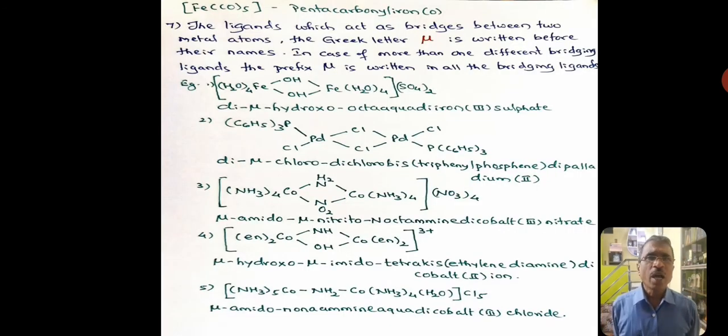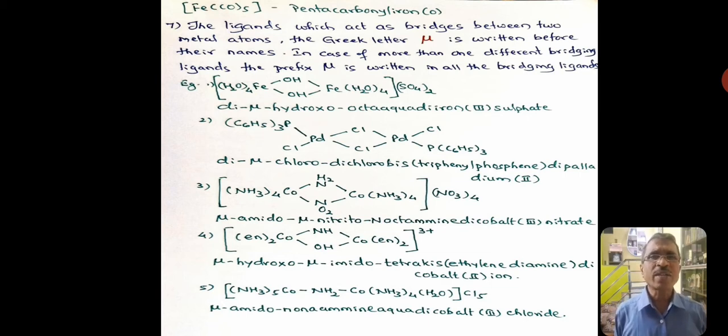Now coming to the point, for the ligands which act as bridges between two metal atoms, the Greek letter mu is written before their names. In case of more than one different bridging ligand, the prefix mu is written before all the bridging ligands. Now let us discuss this statement with the following examples.